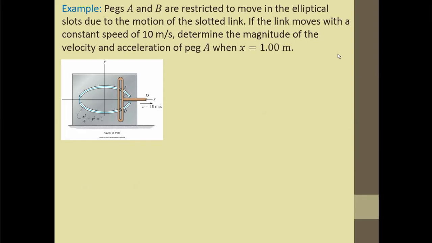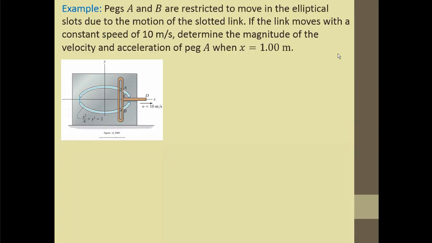Restrict to move in the elliptical slot due to the motion of the slotted link. If the link moves with constant speed, which means the velocity x component is constant. Determine the magnitude of velocity and acceleration of peg A. We solve this one. Okay.